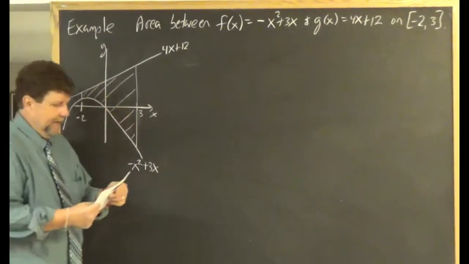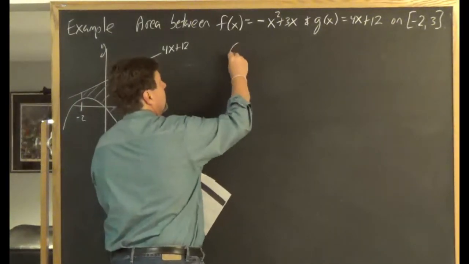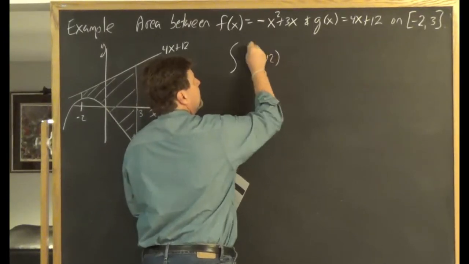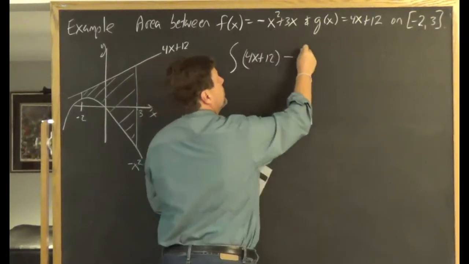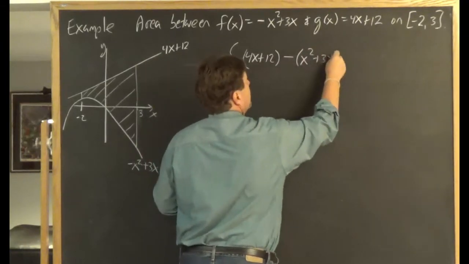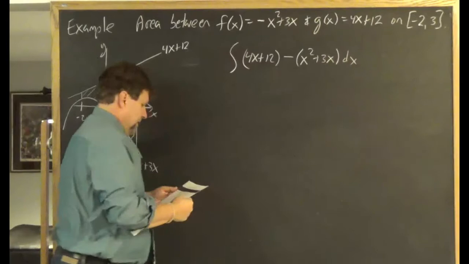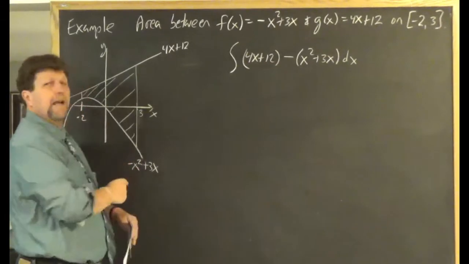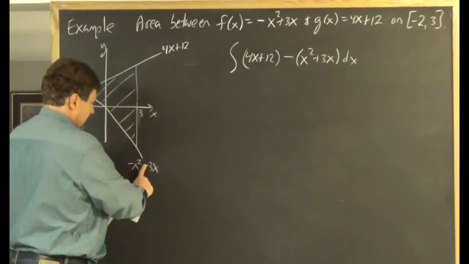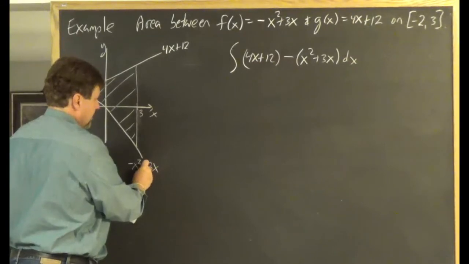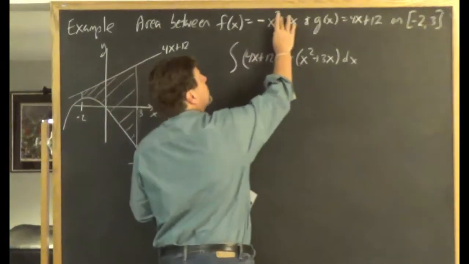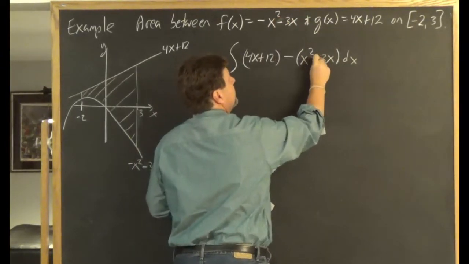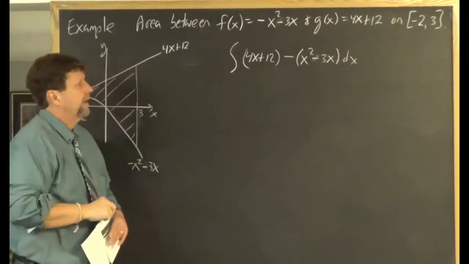So that means here I want to integrate the top curve, 4x plus 12, minus the bottom curve, which is negative x squared plus 3x. And my limits of integration, sorry, I have a typo here, a typo on the board. This function was x squared minus 3x. X squared minus 3x. You probably saw my typo, but I wanted to catch it quickly.